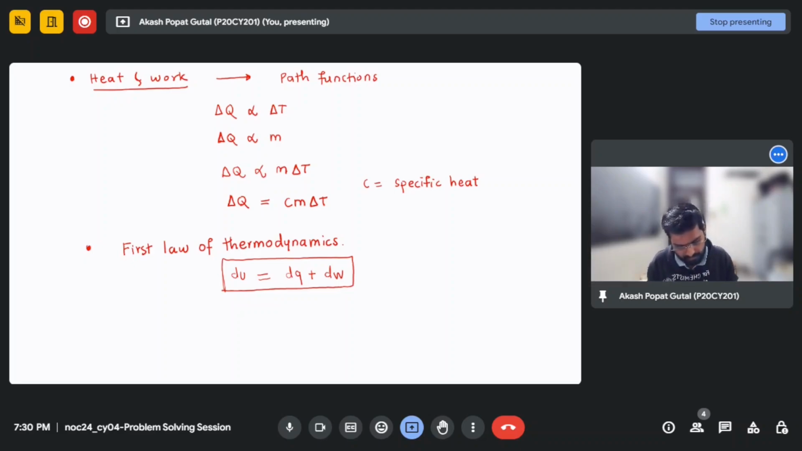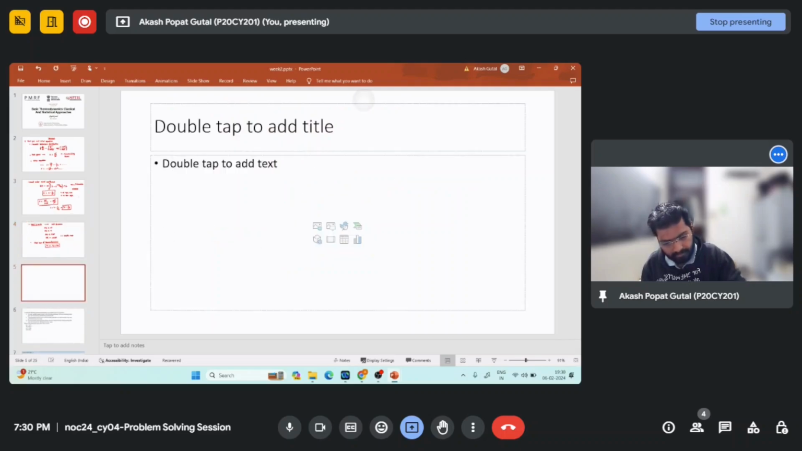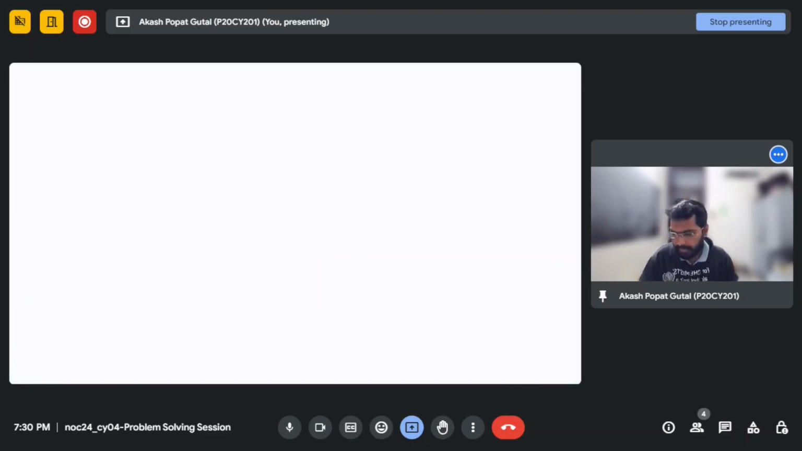So next, after that we learn the concept of total and exact differential. Let me add another slide.